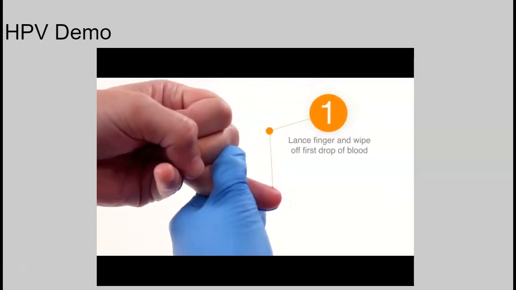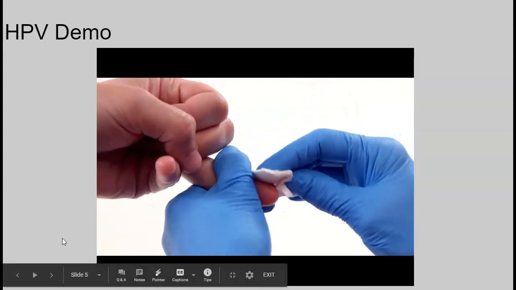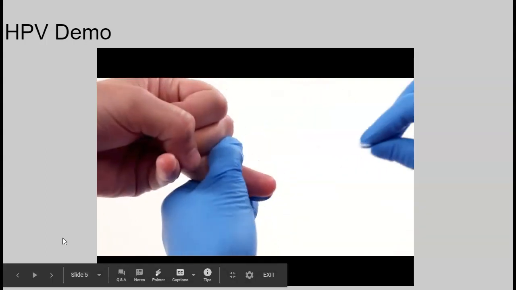You can see in this video that they are taking a sample of the patient's blood and they're going to put it into this machine in which they're going to spin it.